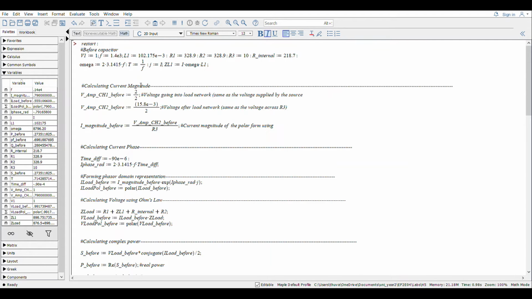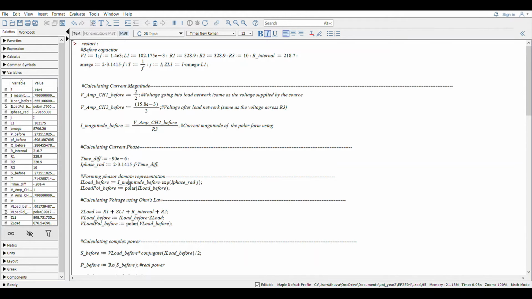So for the Multisim portion of before the capacitor is added, what we did is take the peak to trough difference and calculate the amplitude of both channel 1 and channel 2 by dividing it by 2. And then using the amplitude of channel 2, which is the voltage across the R3 resistor, and dividing it by R3 to find the current across the load, which will be the same as the current across R3 because they're both connected in series. And then we have the current phase calculation using the time difference that we measured on Multisim and converting it into radians using 2 pi times frequency times the time difference.